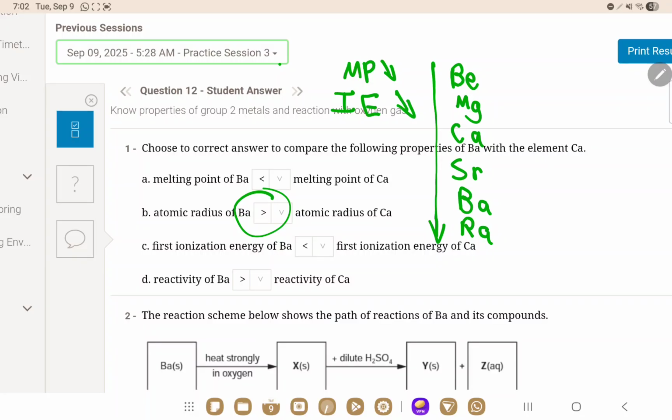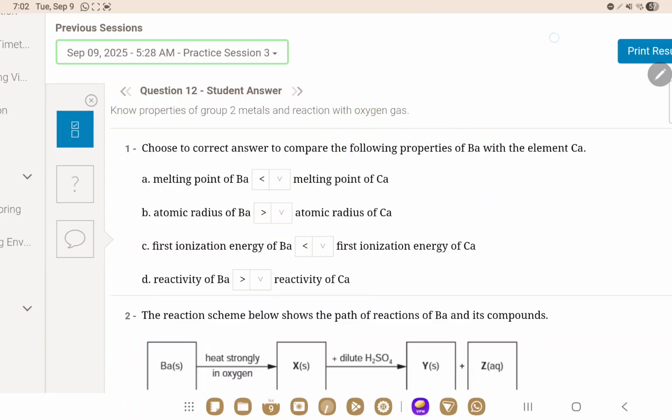Now the reactivity as you go down will increase. So just memorize these for now. There's more, but I'll tell you them when we reach questions that can show you why. And I need to show you the melting point and the other thing in the book at the end, but now I'll leave that for the end.